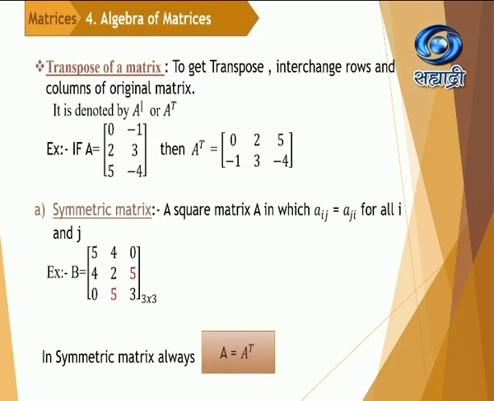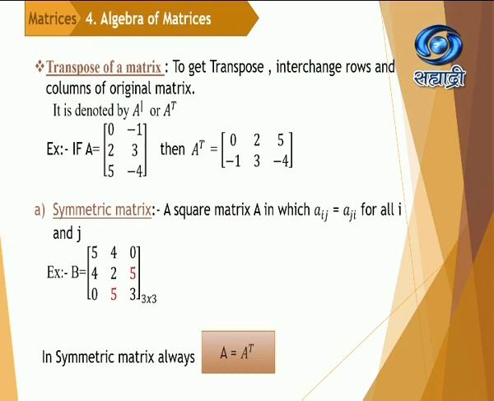So first is transpose of a matrix. To get the transpose, interchange rows and columns of the original matrix. It's very easy to get the transpose of a matrix. You have to just interchange the places of rows and columns. It is denoted by A dash or A transpose.